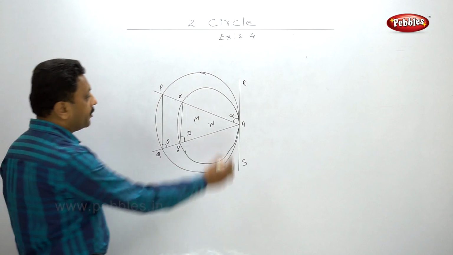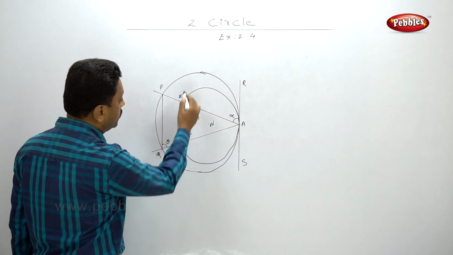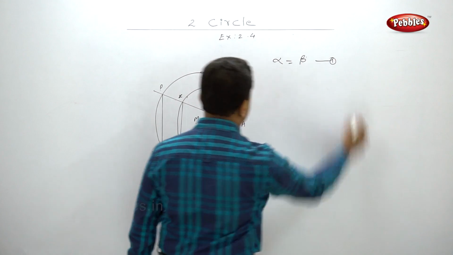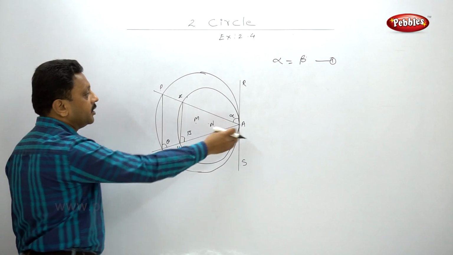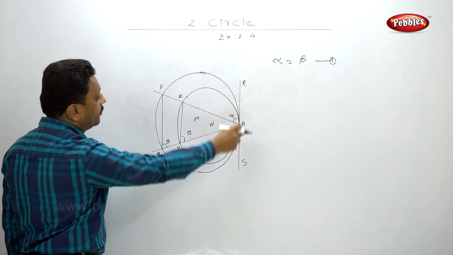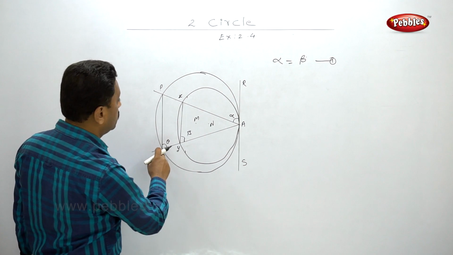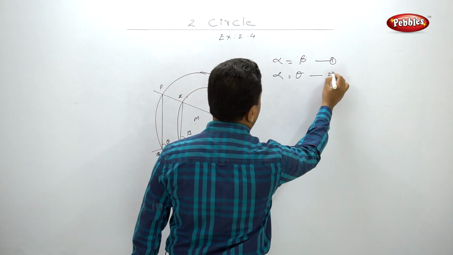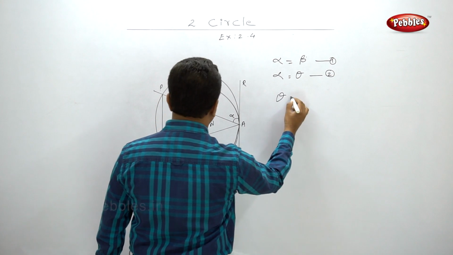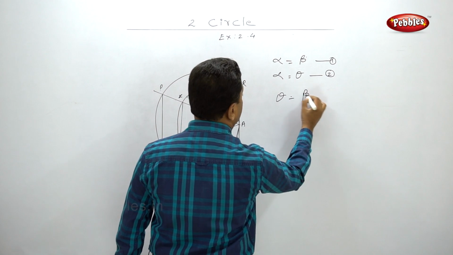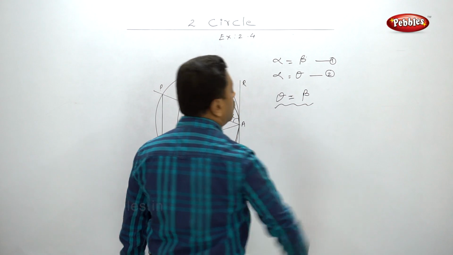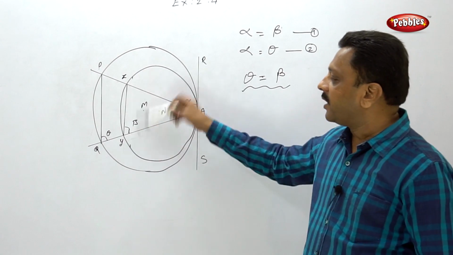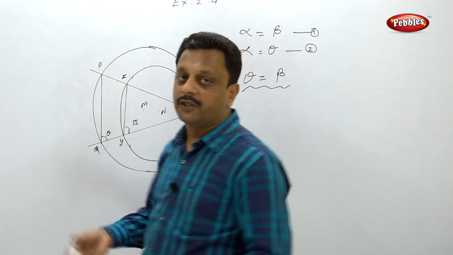Now in the smaller circle, angle alpha is equal to angle beta. Alpha is equal to beta in the smaller circle. And now forget about the small circle. In the bigger circle, again this angle alpha is equal to this angle theta. And hence my angle theta is equal to angle beta. Corresponding angle test for parallel lines. And so PQ and XY are lines parallel to each other.